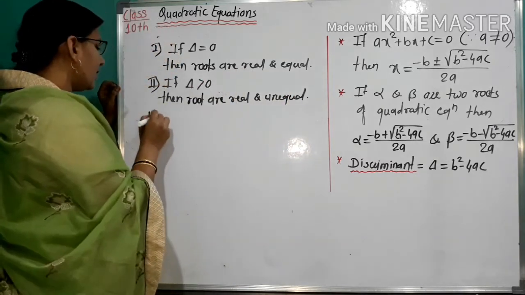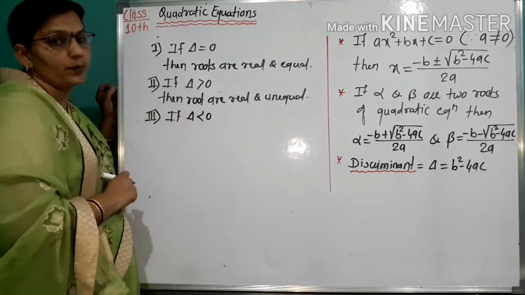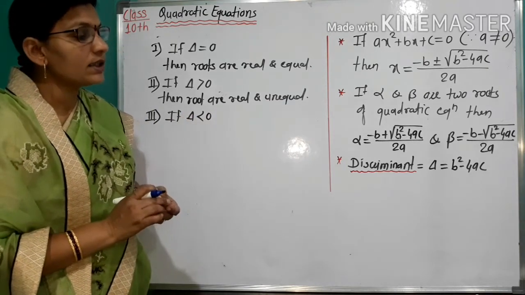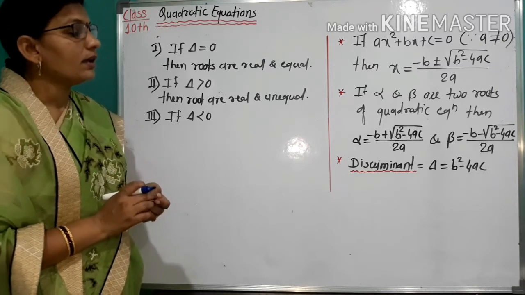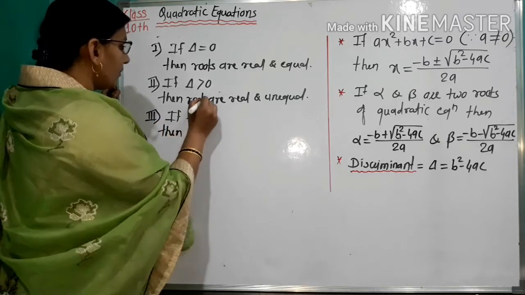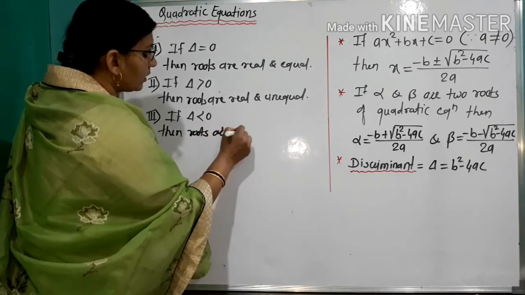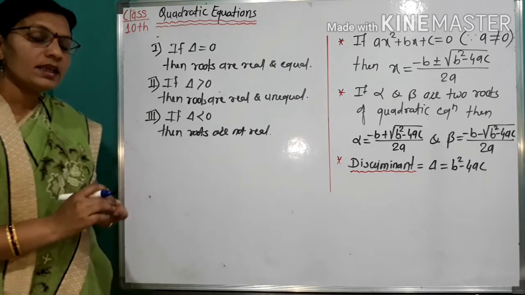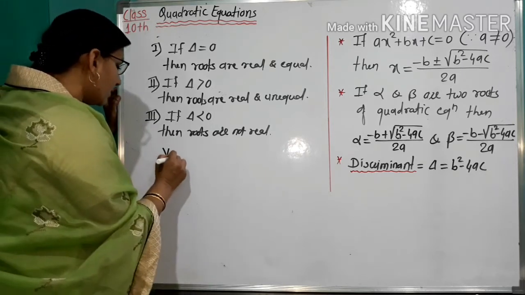The third case is that if this delta less than 0. Delta less than 0 means value of b square minus 4ac is negative, and square root of negative number is not real. Therefore, the roots are not real. There is one activity given in your book.